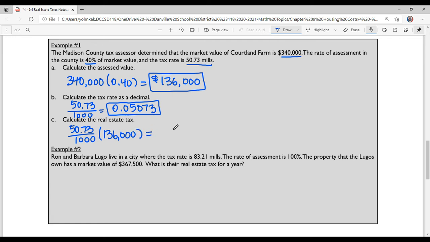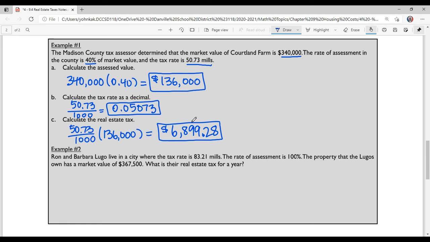So if I do these calculations, I get $6,899.28. So that means that this one property, Cortland Farm, is going to give the county almost $6,900 every year, and they're going to use that money for schools, parks, roads, post office, government offices, things like that.